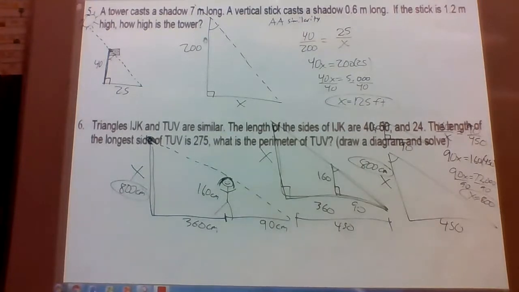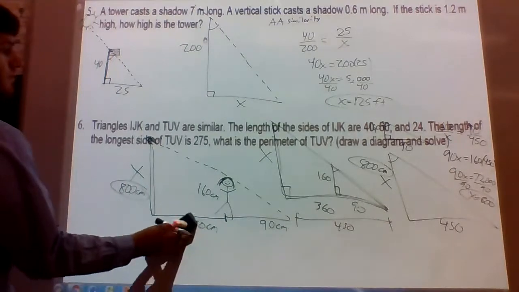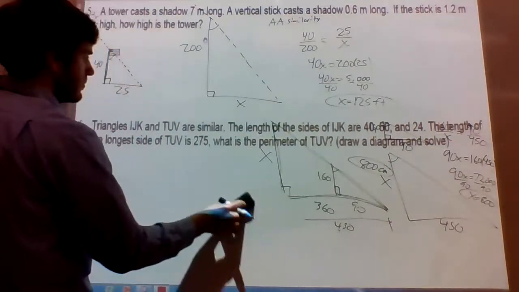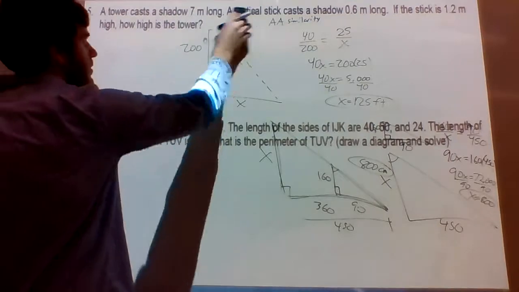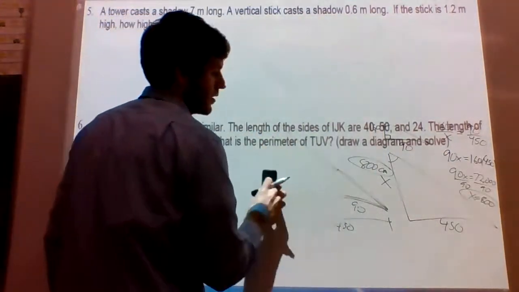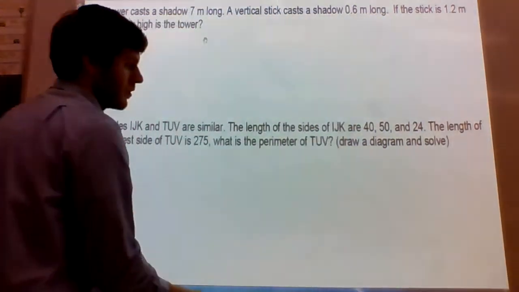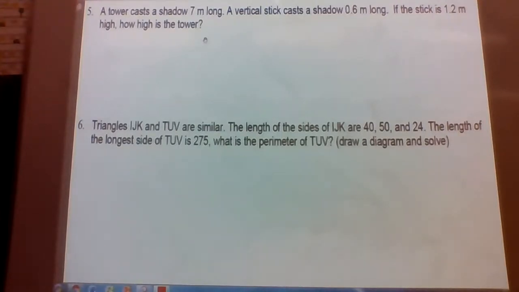5 and 6. A tower casts a shadow 7 meters long. A vertical stick casts a shadow of 0.6 meters long. If the stick is 1.2 meters, how high is the tower? Okay, so this is like number 2 or number 1 and number 3.